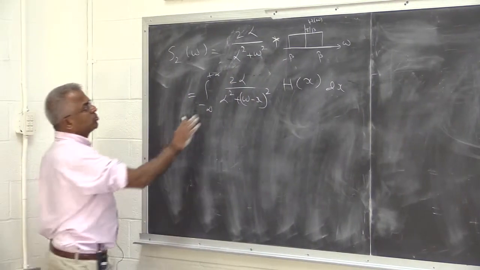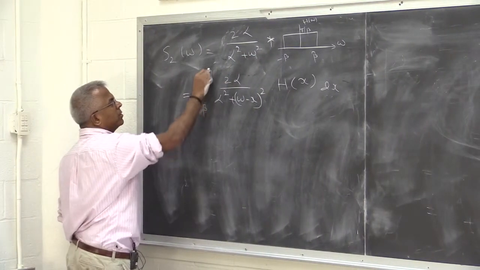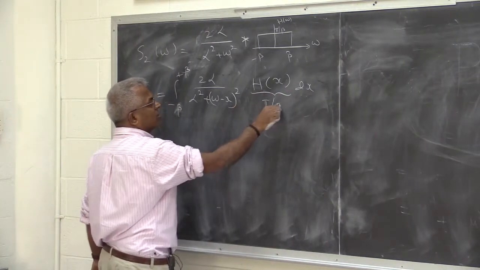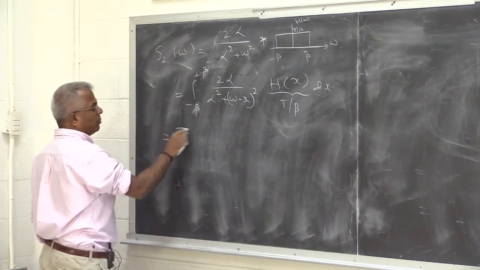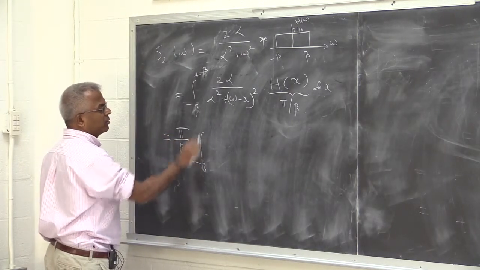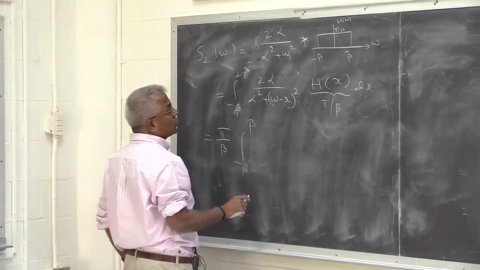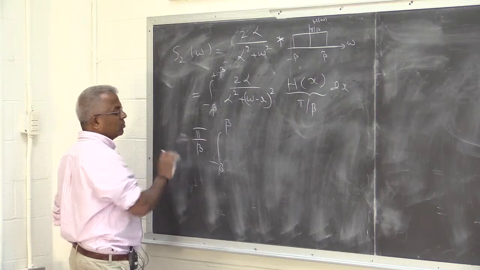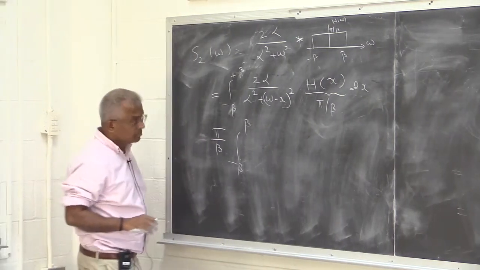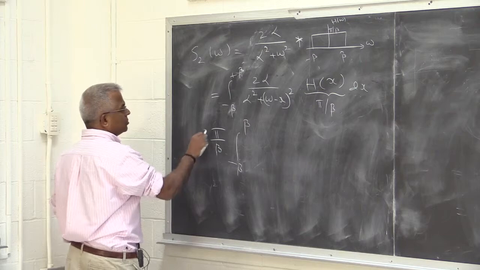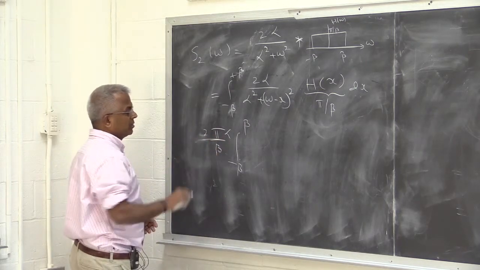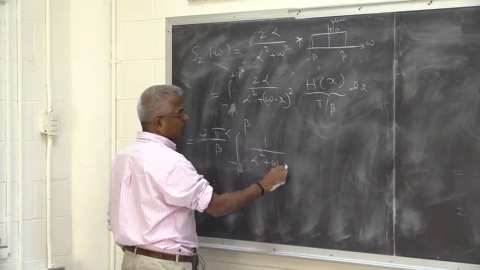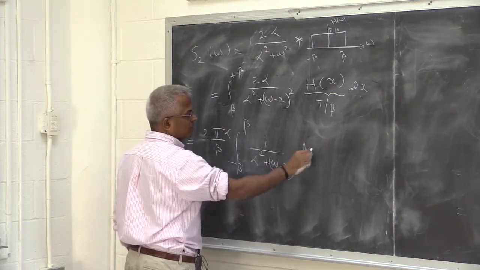But h of x only goes from minus beta to plus beta. And during that portion, this is going to be a constant. So this is pi over beta outside, from minus beta to beta. This is now 2 alpha, right? 2 alpha is also outside. So 2 pi alpha in the numerator. This is 1 over alpha squared plus omega minus x squared dx.